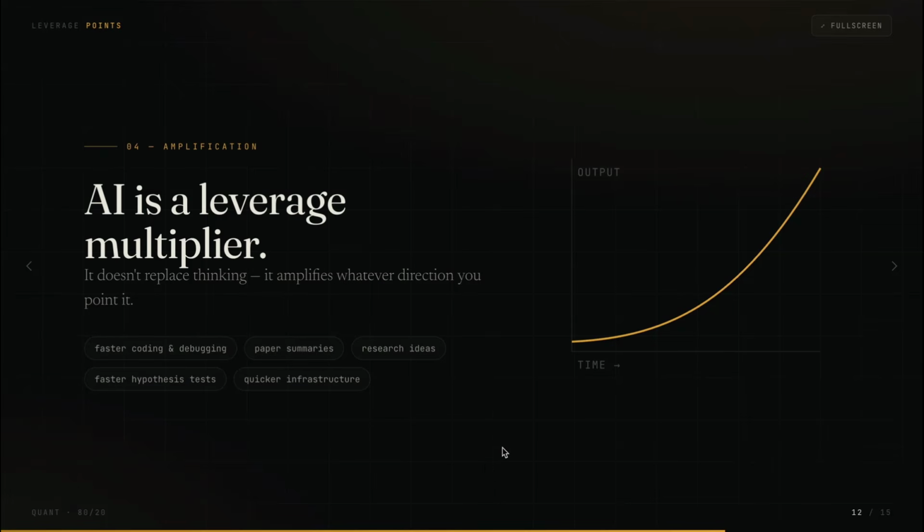So the goal, guys, is to understand that you should think about AI like something, or maybe someone, that has an insane amount of skills. But you have to understand that you should know the process, you should know what to do, and then leverage what you're doing with AI. So faster coding, paper summaries, research ideas, faster hypothesis tests, and quicker infrastructure. That's the main thing.